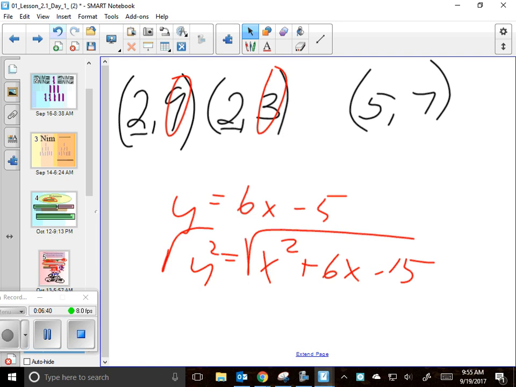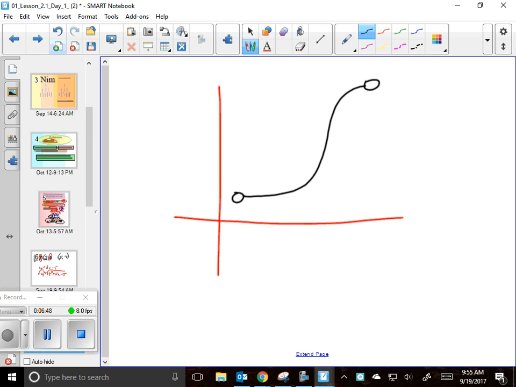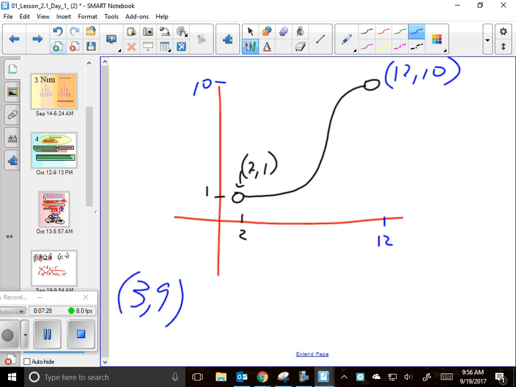Next thing is about domain. If I give you a picture of a graph, you should be able to tell me its domain and its range. Let's say this is the spot 2 comma 1. That right there is 2 comma 1. And let's say this is the spot over here, out 12 and up 10. 12 comma 10. Would you please write down what you think the domain and range are? I want to see if you know this already, or if this is going to be something brand new for you. You may write your answers as interval notation. Like 3 comma 9 is my domain, and so on. Domain, range.